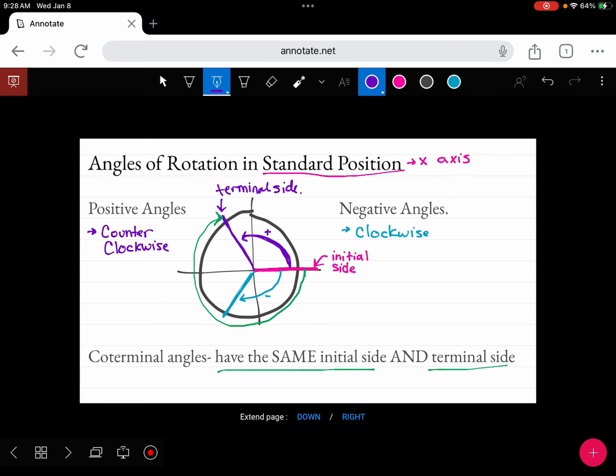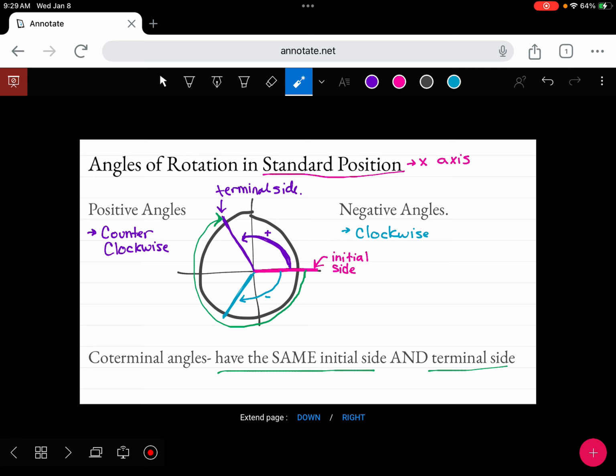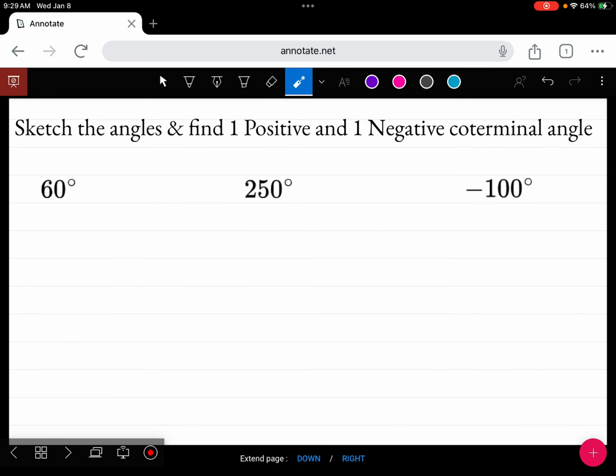So it's kind of like thinking about complementary and supplementary. Complementary goes to our 90 degrees here. Supplementary goes to a straight angle or a 180 here. If we're looking at this whole circle though, how many degrees are in this whole circle? 360. So our coterminal angles, it's very much like a complementary gets us to 90, supplementary gets us to 180, coterminal gets us all the way to 360. So same kind of vibe there. So we're going to sketch some angles. We're going to find a positive and a negative coterminal angle.